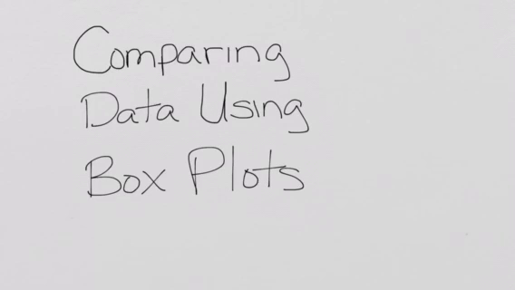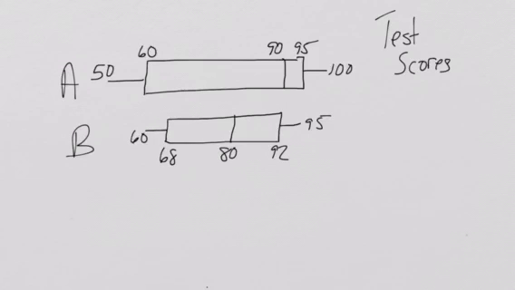Okay, welcome to comparing data using box plots, otherwise known as box and whisker plots. So when we look at this one, all we're going to be doing is comparing two sets of data. Basically, this is Class A and Class B and how they did on a test. So when you look at this, you're trying to figure out, well, maybe which class did better. And what do you mean by better? Well, we can look at several things.